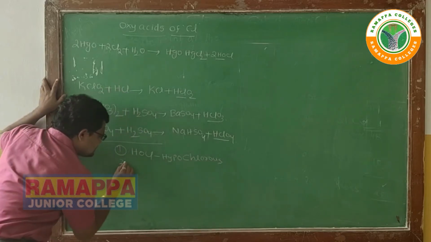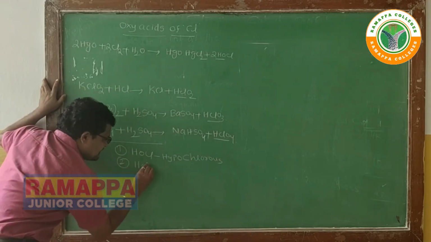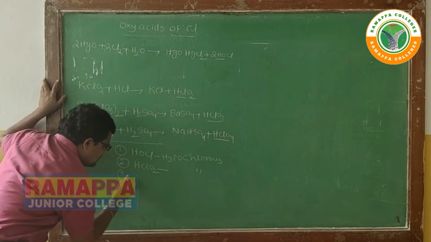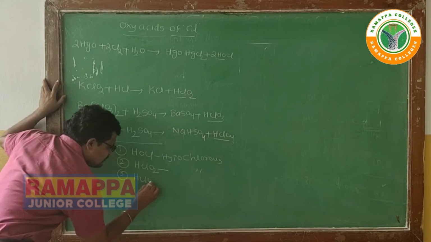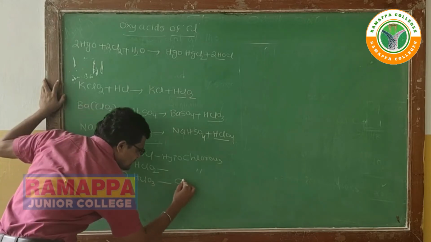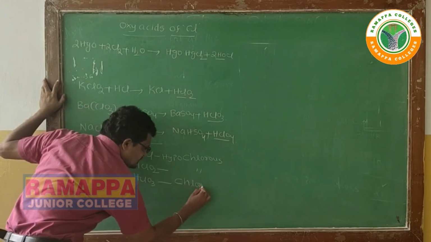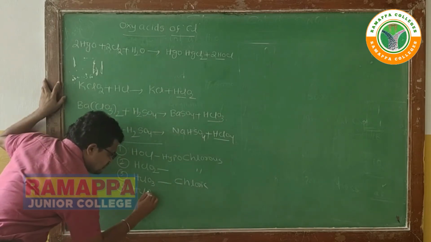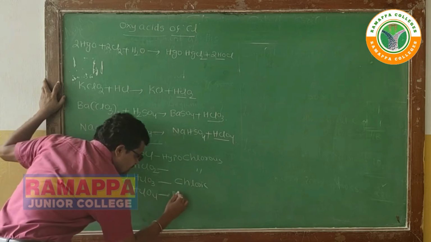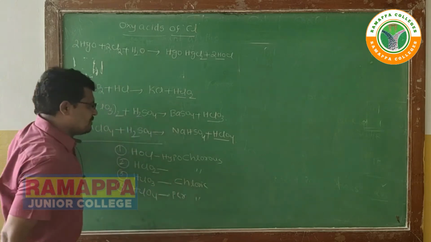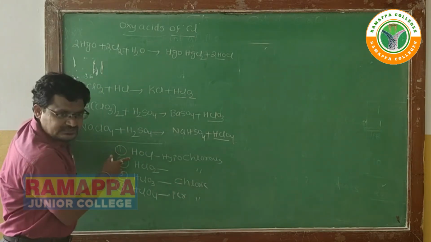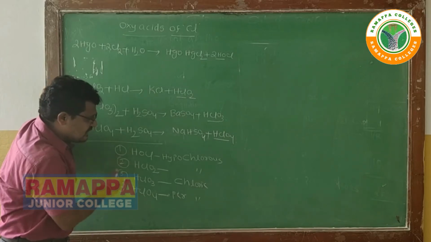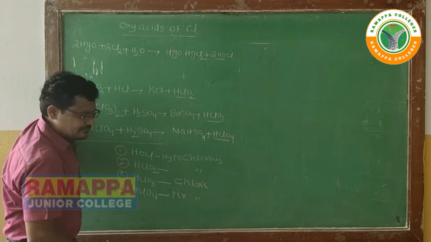Next one, chlorous. Its formula is HClO2. It is chlorous. The third one is HClO3. Its name is chloric. Then the fourth one is HClO4. Its name is perchloric. Hypochlorous, chlorous, chloric, perchloric. These are called oxyacids of chlorine.